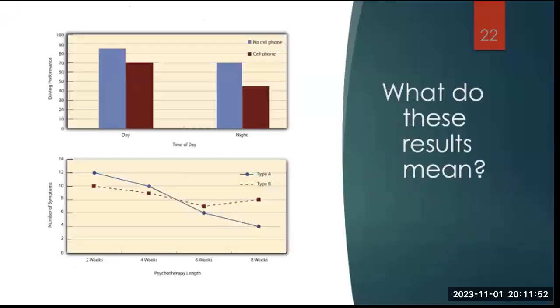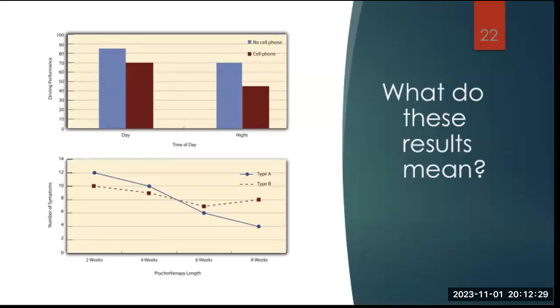All right, so what do these results mean? We're looking at this bar graph. If you're looking at this, remember, you look at the colors and you look at the bars separately. What's happening in the day? Is there a difference whether people use the cell phone or not during the day? Well, the bars are different. So it looks like people who use their cell phone performed worse than those who did not have a cell phone during the day. Now let's look at night.